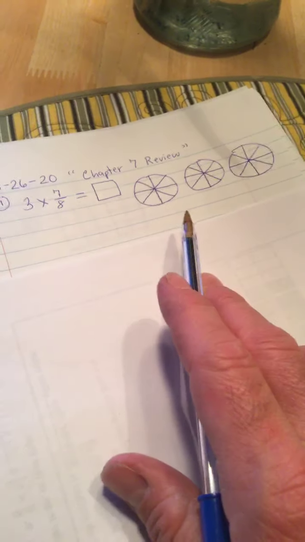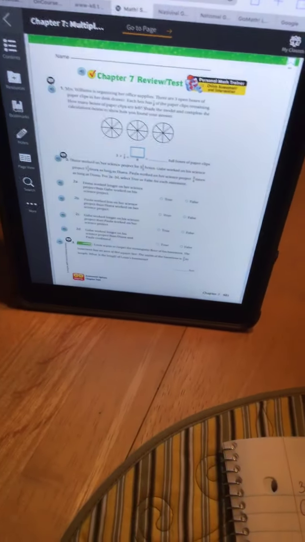So 3 times 7/8 because that's what we have as our problem. What we're going to do is take 3 models that are divided into 8s. They don't look beautiful, but it doesn't really matter that they're perfect. And we are going to shade in 7/8 of each one. So I'm going to shade in 1, 2, 3, 4, 5, 6, 7. And then I'm going to do that over here. 1, 2, 3, 4, 5, 6, 7. Doesn't matter which 7. So I'm going to have 7/8 3 times.